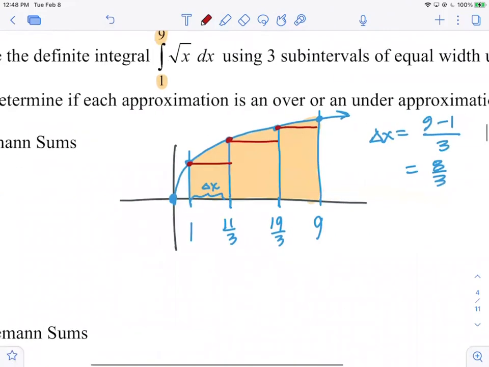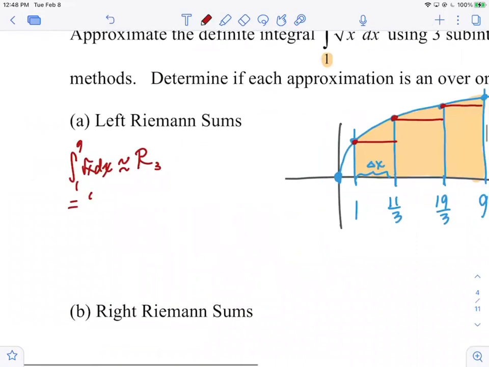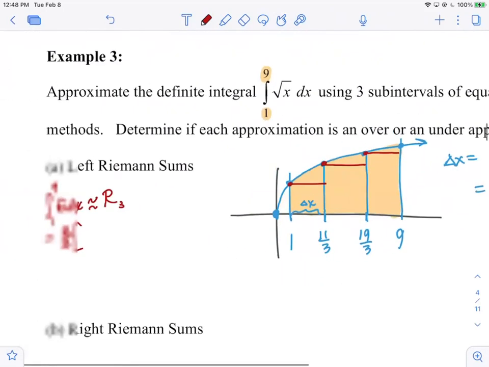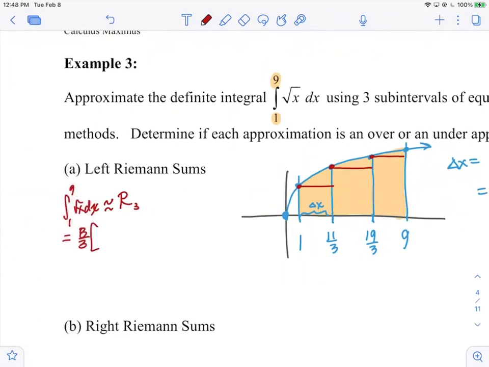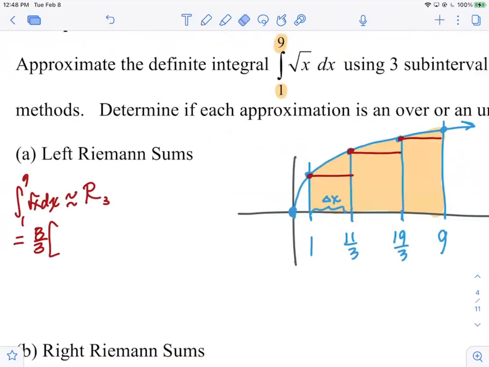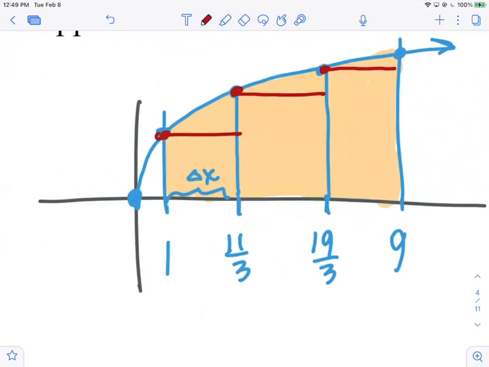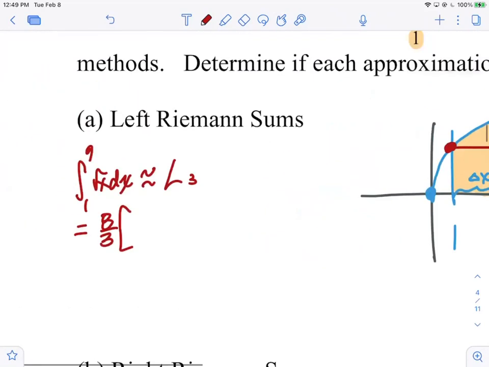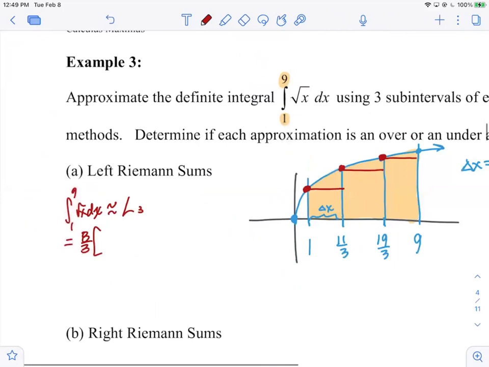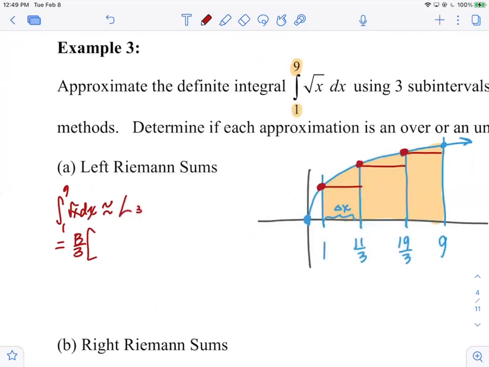Now we can factor out the delta x, right? It's uniform. We created it, so 8/3 times, and now we just add up. Oh, I did left, yeah, left Riemann sum. Sorry, I called it r up here. That should be L. There we go. So you're going to use f of 1, f of 11/3, and f of 19/3. So I'm not even going to write f of, because it doesn't really have the name f equals. It's just the square root of. So it's the square root of 1 plus the square root of 11/3 plus the square root of 19/3.